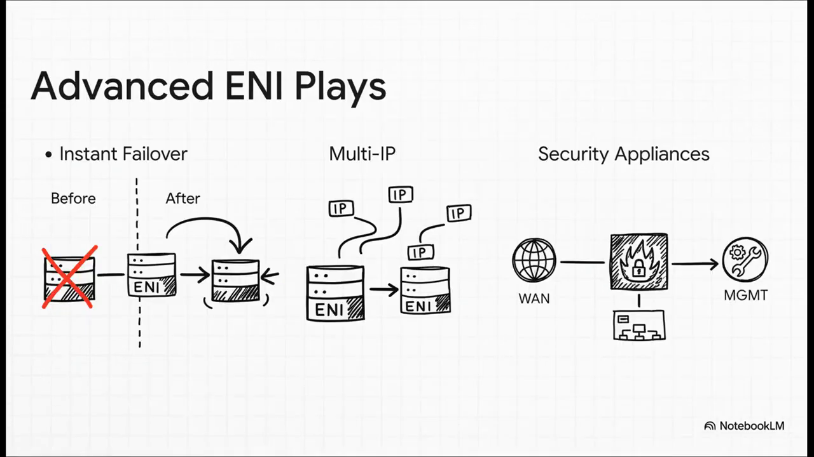And this mobility unlocks some seriously advanced strategies. You can get instant failover by just moving an ENI from a failed server to a standby one. No DNS changes, no waiting, it's immediate. You can also assign multiple secondary IP addresses to an ENI, which lets you host different services or multiple SSL certificates on a single instance. And for virtual firewalls, this is huge. You use multiple ENIs to create separate security zones, just like you would with a physical box. One for management, one for the WAN, and one for the LAN.